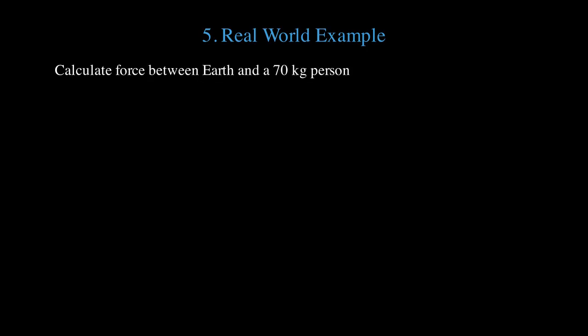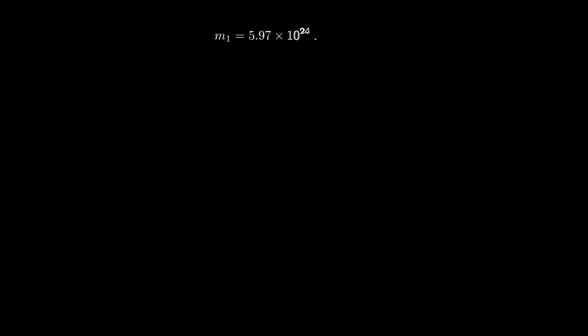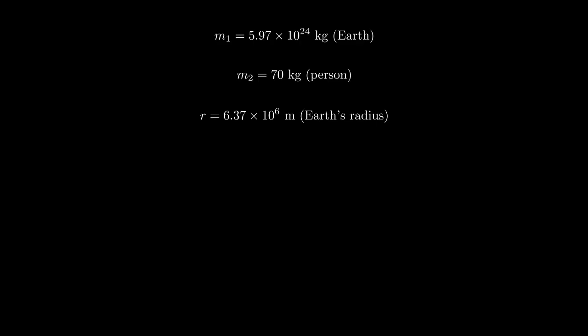Let's apply this law to calculate the gravitational force between Earth and a person. Suppose we want to find the gravitational force between Earth and a person with a mass of 70 kilograms. Earth has a mass of approximately 5.97 times 10 to the 24th kilograms. The person has a mass of 70 kilograms. The distance is Earth's radius, which is 6.37 times 10 to the 6th meters.